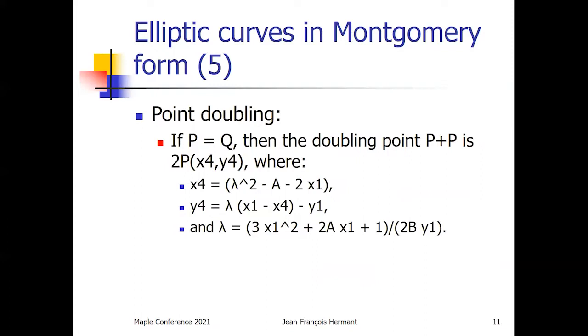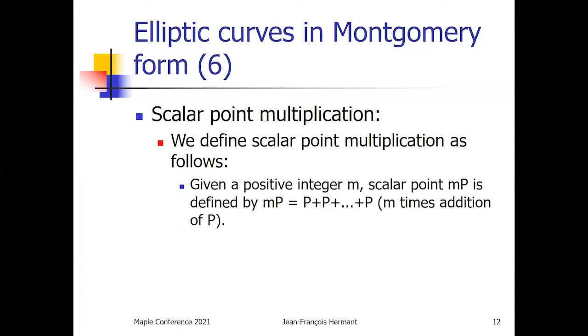Point doubling: if P is equal to Q, then the doubling point P plus P is 2P with coordinates x4 and y4. And these coordinates x4 and y4 satisfy these equations. Scalar point multiplication. We define scalar point multiplication as follows. Given a positive integer m, scalar point mP is defined by mP equal to P plus etc. plus P, m times addition of P.